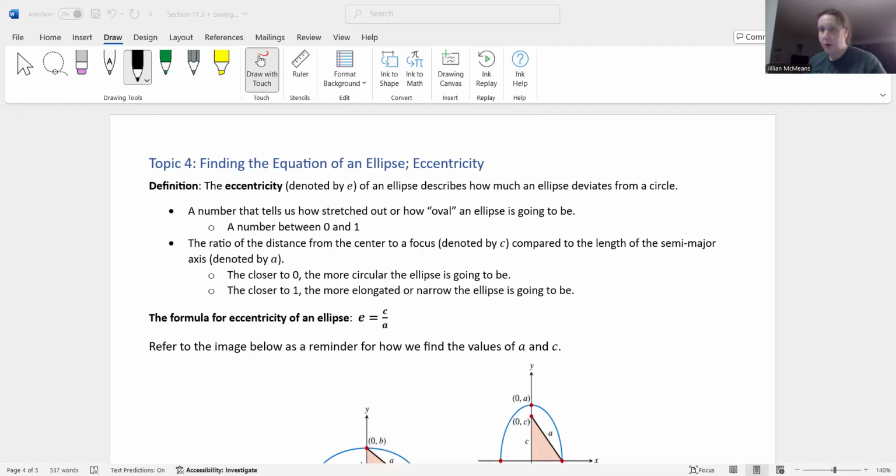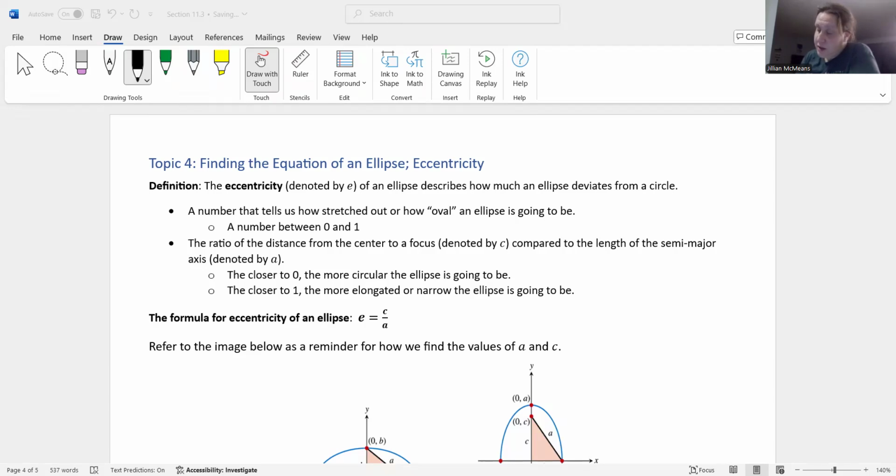In topic four, we're going to really look at two things. We're going to look at finding the equation of an ellipse given particular information. And then we're also going to look at something called eccentricity, okay? So just a quick recap of what the equations of an ellipse can look like.